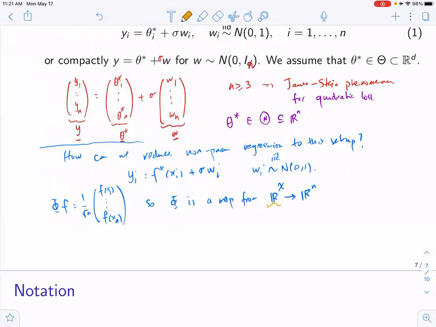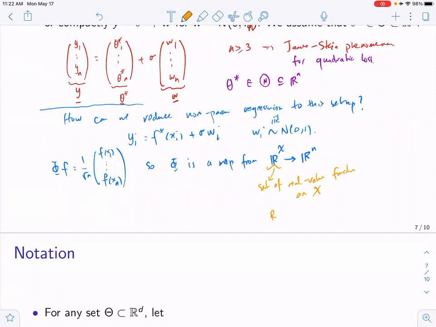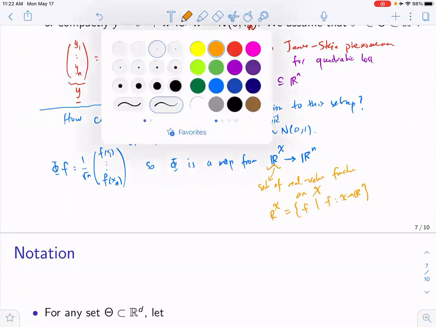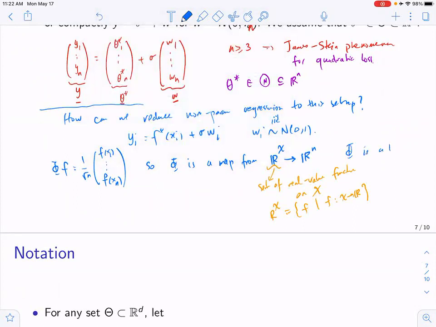That is, the set of real valued functions on x, in other words the set of all f such that f is from x to R. Any function can be mapped to R^n via this transformation, and you can also verify that phi is a linear map, mapping an infinite dimensional space to n-dimensional space.